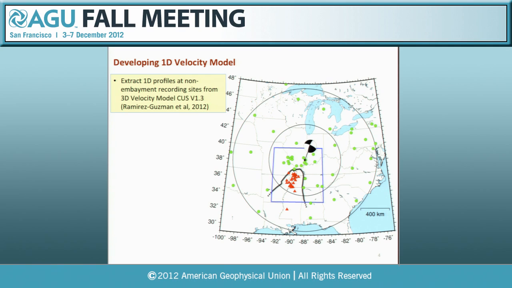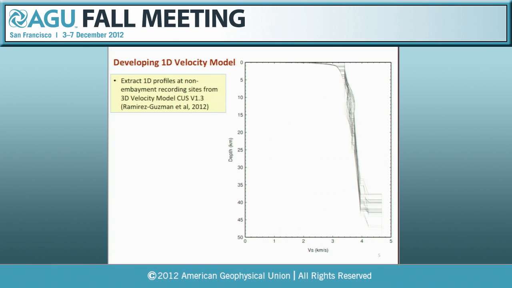The region that is covered by that model is shown by this blue rectangle. So you can see it encompasses a number of our sites, but many of the sites are outside of that region. So what we've done, though, is we've just kind of blindly extracted 1D profiles at all these sites to use as our starting velocity structure.